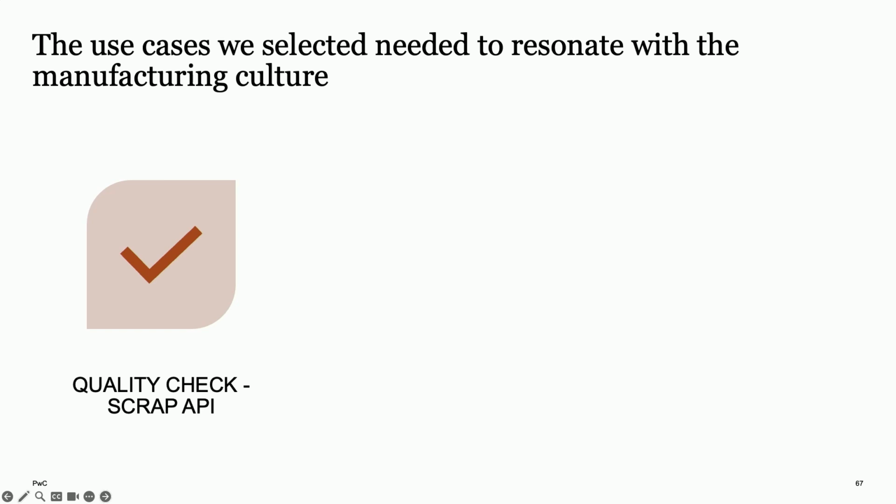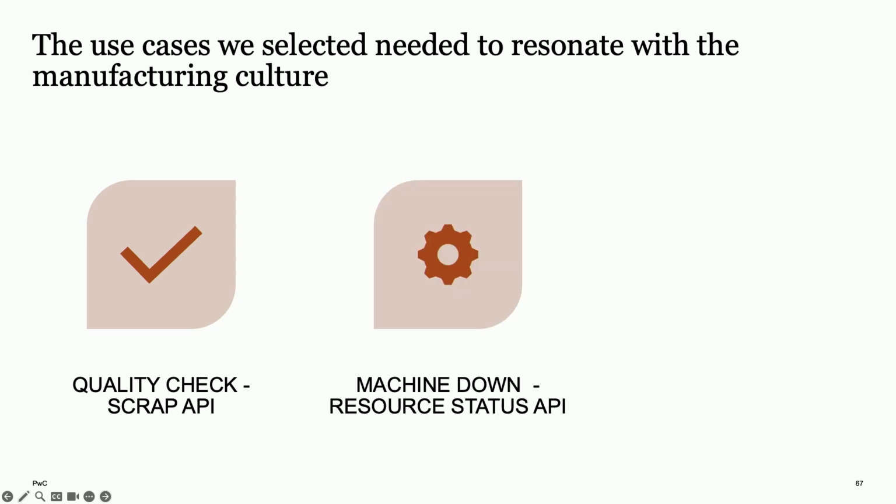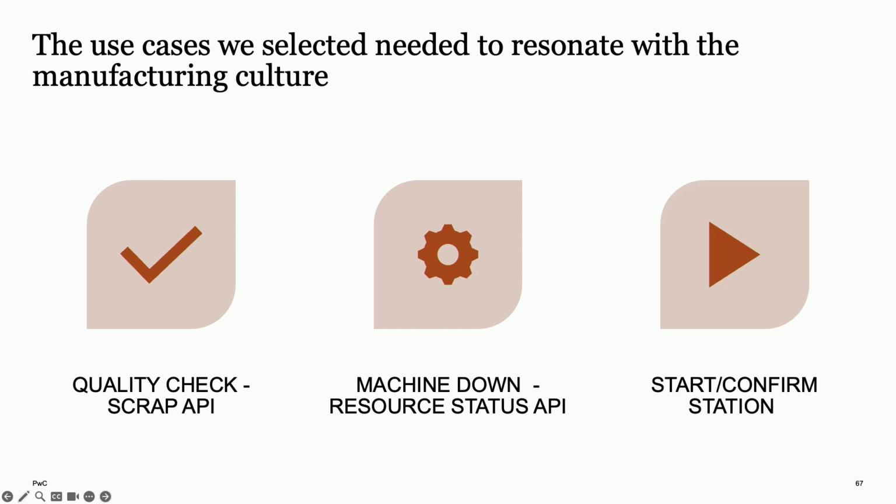Whenever a solar panel enters a station, every so often there's a check to see if it's functioning appropriately. If it's not, it's removed from the station, triggering a call in SAP. We also picked this machine down, where unfortunately no lightning bolts were used, but we do have a caution sign triggering a maintenance call. And then we also picked a start confirm station. So this represents the transparency as well that you can see. So at any point, a factory manager, for example, can look up and see exactly what station each solar panel is in on the manufacturing floor.